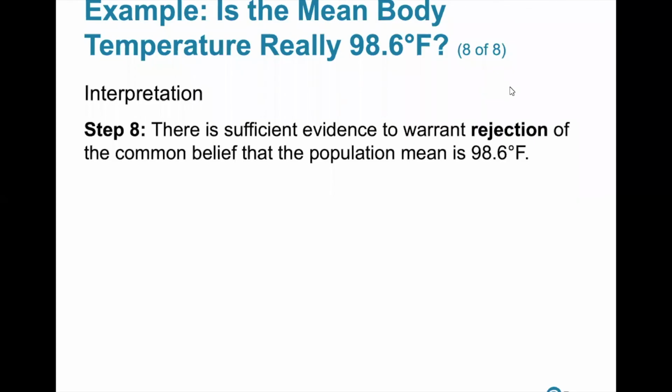Now remember that your conclusion is supposed to address the original claim. In this problem, the original claim was that the mean body temperature is 98.6 degrees. Since we have rejected that claim, the way that we're going to word our conclusion is there is sufficient evidence to warrant rejection of the common belief that the population mean is 98.6 degrees.